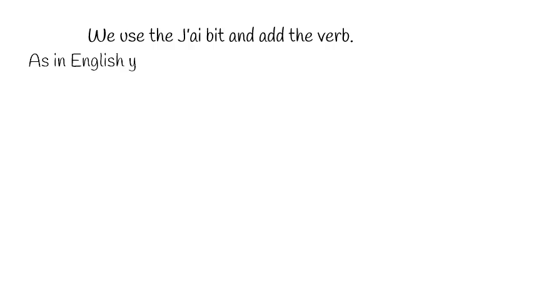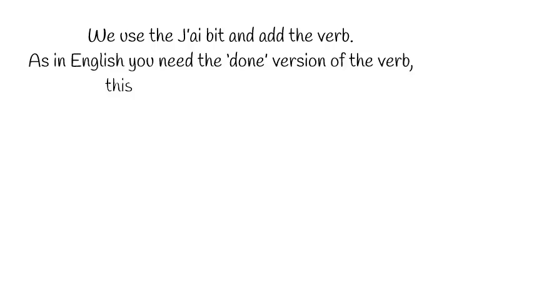Okay, so how are we going to form the perfect tense with that? So we use the j'ai and then we add a verb to it. As in English, you need to say the done version of the verb. For example, you can't say "I have eat", you've got to say "I have eaten". This is called the past participle.